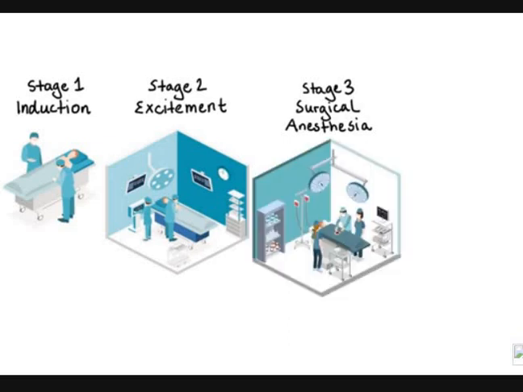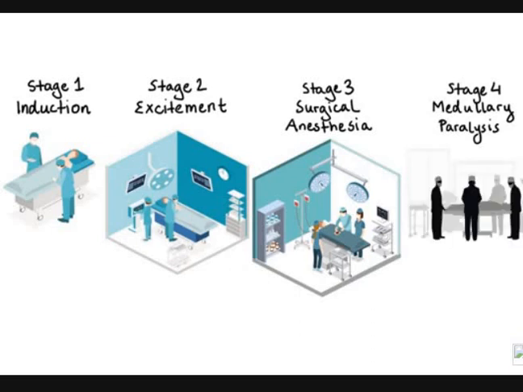This is the ideal stage for surgery, and careful monitoring is necessary to prevent further progression to stage 4, known as medullary paralysis or overdose. At this stage, respiratory and cardiovascular failure occurs, which lead to death if the patient cannot be revived quickly. Now, let's move on to discussing how general anesthetics work.